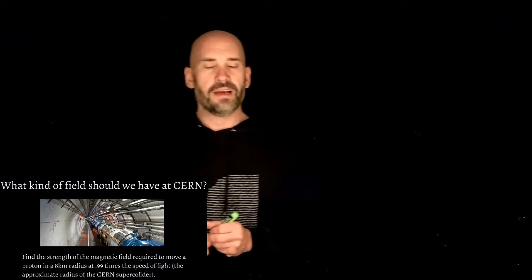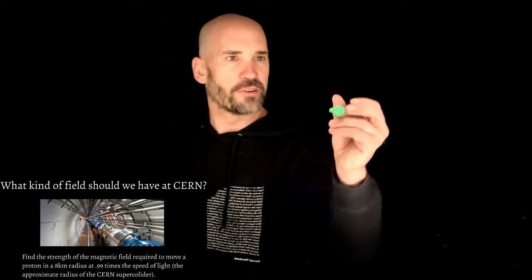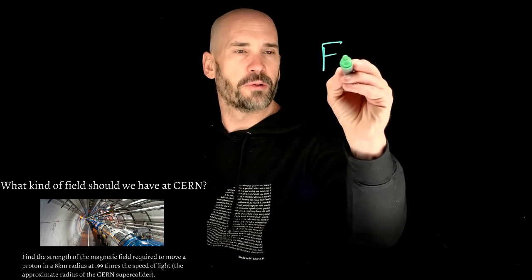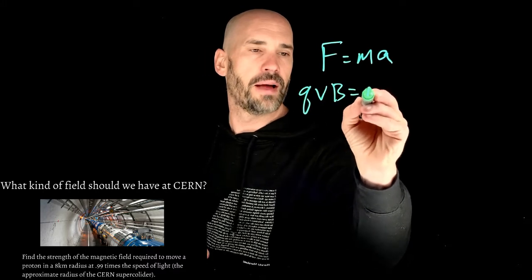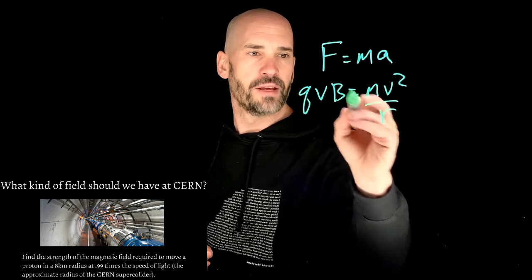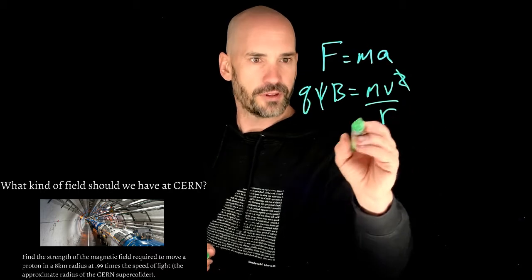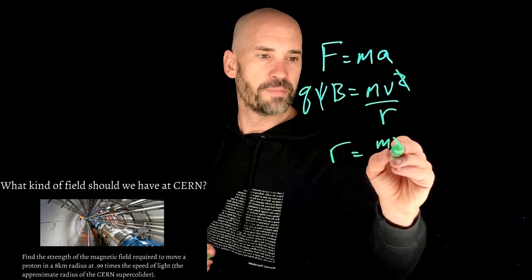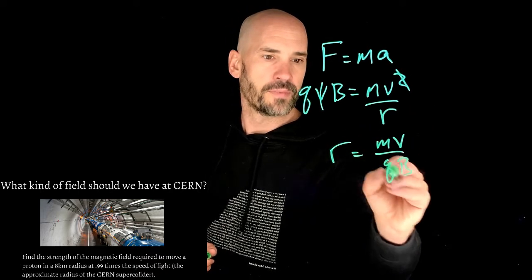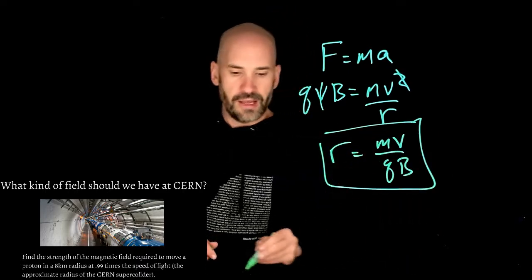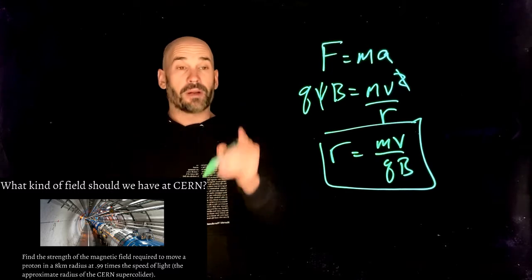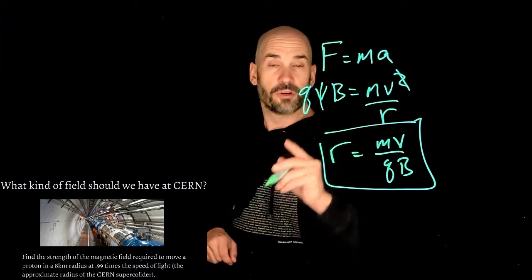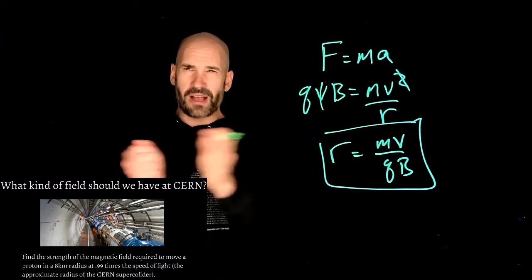So once again, how do we get R? Well, let's say we forget it. We just remember that force equals ma. In other words, QVB must equal mv squared over r. V's cancel. Okay, so we have R equals mv over QB. Cool? Cool. All right, we're talking about a proton here, right? So we're accelerating a proton so that we can smash them up together.